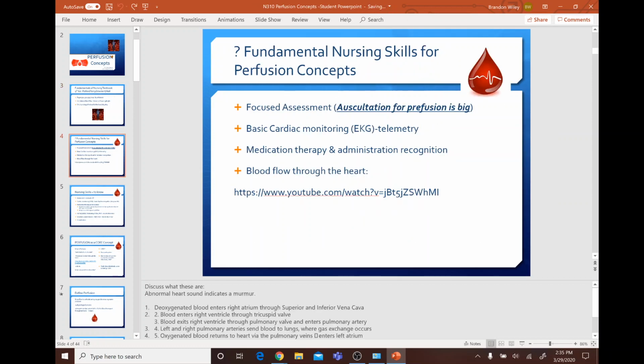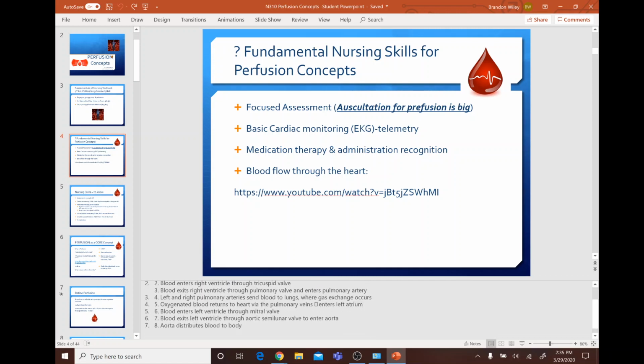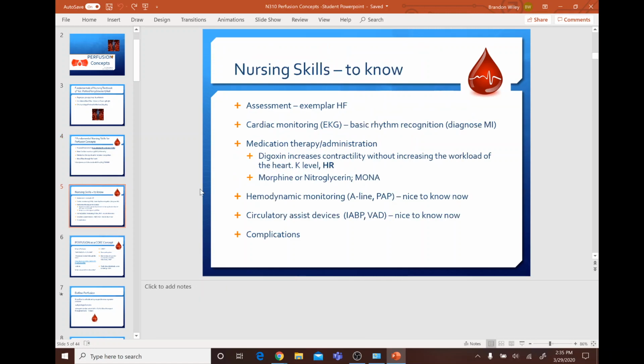So with perfusion, it's a focused assessment. Auscultation for perfusion is big. Mentioned it multiple times. How are you going to assess for perfusion? You're going to do auscultation. Listen, you're going to mainly find murmurs. Another thing you can do is an echo, but auscultation will help you find those murmurs. You can do EKG or telemetry, medications, and blood through the heart. I will discuss this, but there's a better thing that we have in here that we'll go to later.